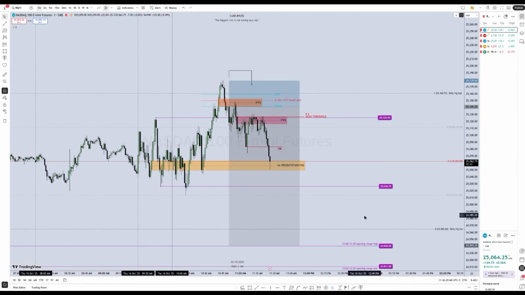So welcome back, guys. Today we have the Nasdaq e-mini futures, the December contract. This is a trade I simulated to take on the e-mini futures. This is how I managed and how I was in the trade.